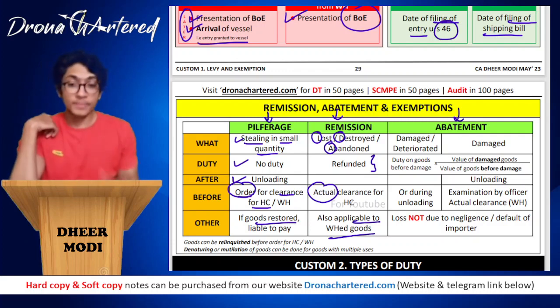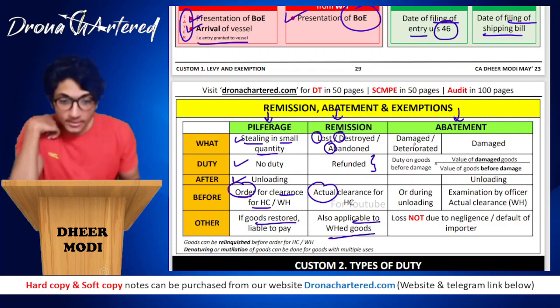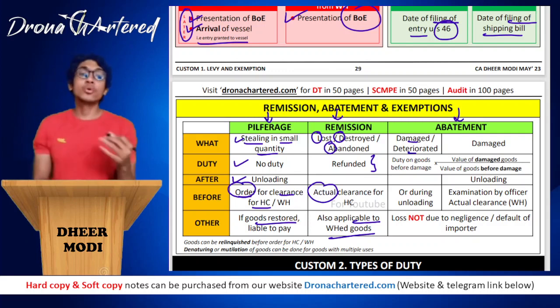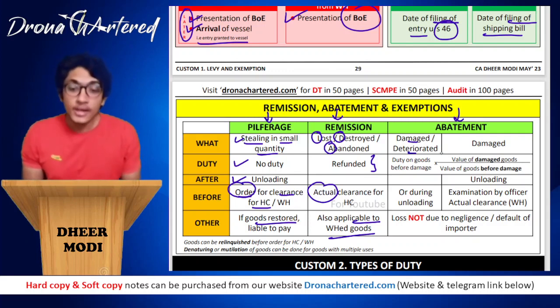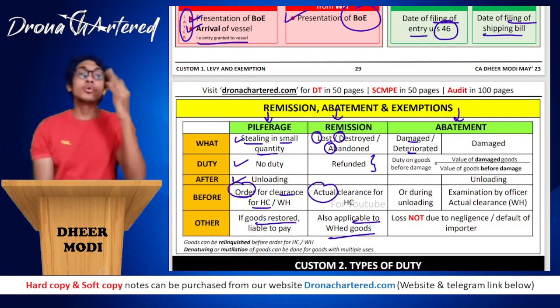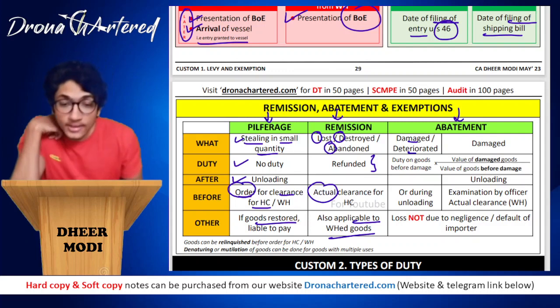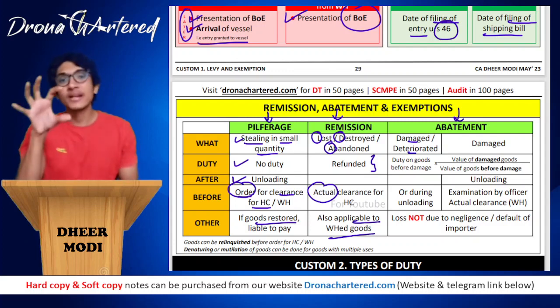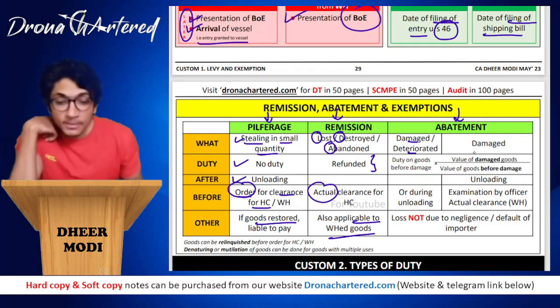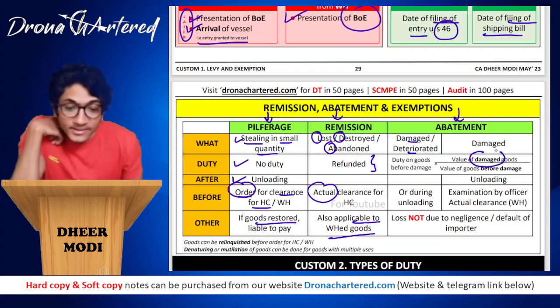And last is your abatement. In case of abatement, if your goods are damaged or deteriorated, then in such a case you have to do a pro rata calculation. That is duty on goods before damage, that is what duty you originally had to pay on the goods, you will multiply by the value of damaged goods upon value of goods before damage.